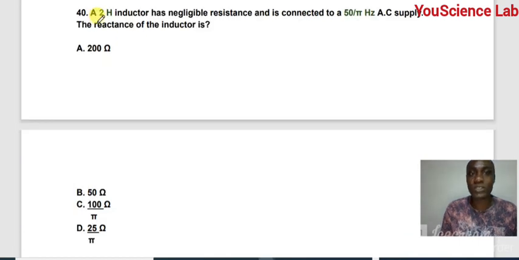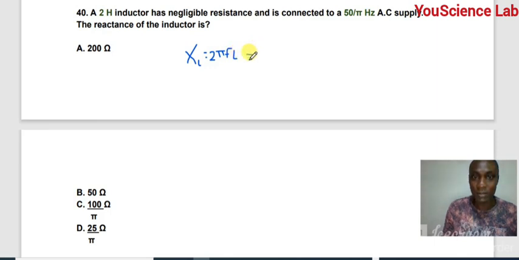So for question 40, a 2 Henry inductor has negligible resistance and is connected to a 50 divided by pi hertz AC supply. The reactance of the inductor is, now the reactance of an inductor is given as X sub L, which is equal to 2 pi F L.